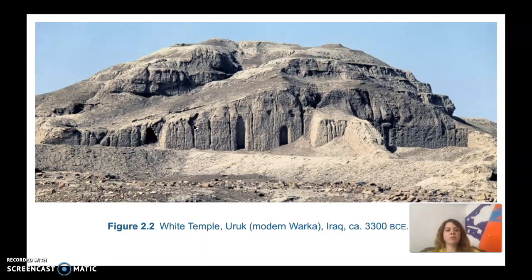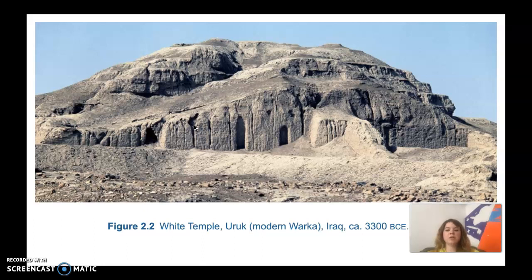So this is a Sumerian temple. It's called the White Temple. It's at Uruk in Iraq. It's from 3300 BCE. And the temples were always located in the center of the city. And this is a 5,000-year-old example. Uruk had a population of about 40,000 inhabitants.